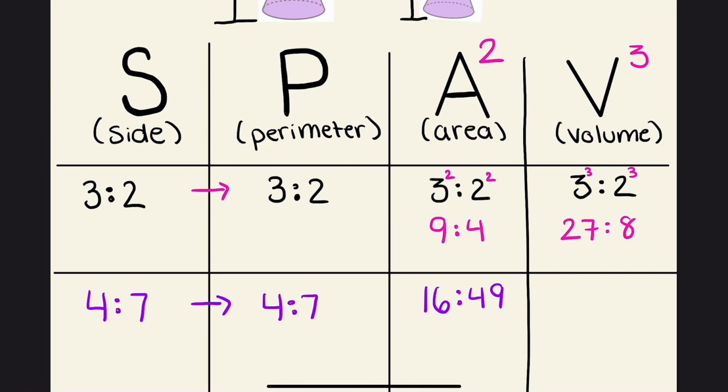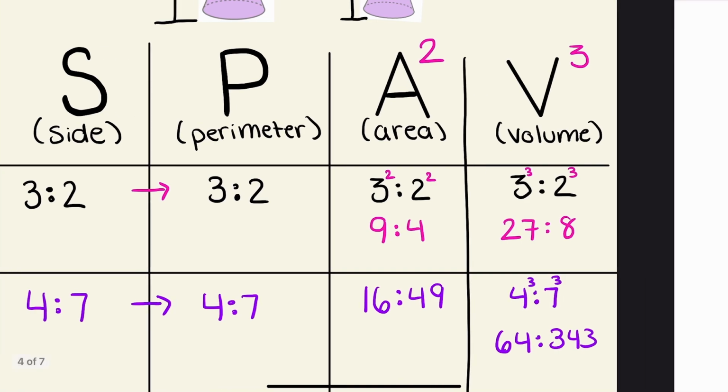And when I get to volume, I can still use that 4 and 7. I'm just going to cube them both. And 4 cubed is 64, and 7 cubed is 343. So it's just a really genius way to organize your thoughts, and that can be really helpful in difficult word problems, especially multiple choice. So let's take a look at some multiple choice examples and go through how we can use the SPAV chart to help organize our thoughts.